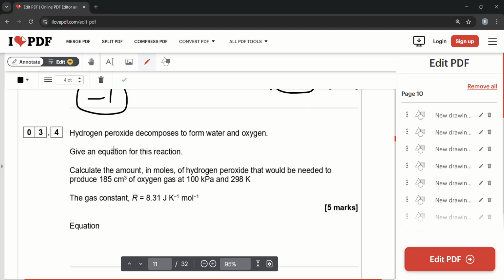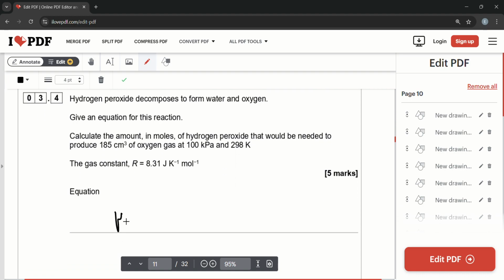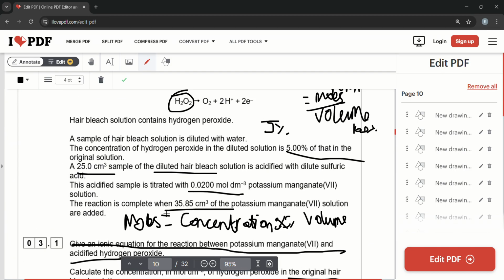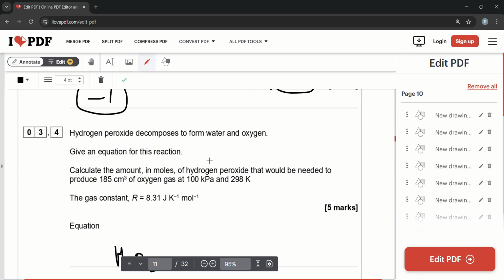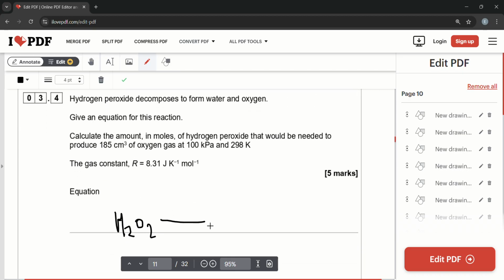Hydrogen peroxide decomposes to form water and oxygen. Given the equation for this reaction, calculate the amount in moles of hydrogen peroxide that will be needed to produce 185 centimeters cubed of oxygen gas at 100 kilopascals and 298 Kelvin. Gas constant R is 8.31 joules K to the power -1 mole to the power -1. Well, the equation: hydrogen peroxide H2O2 decomposes to form water, H2O, plus O2.